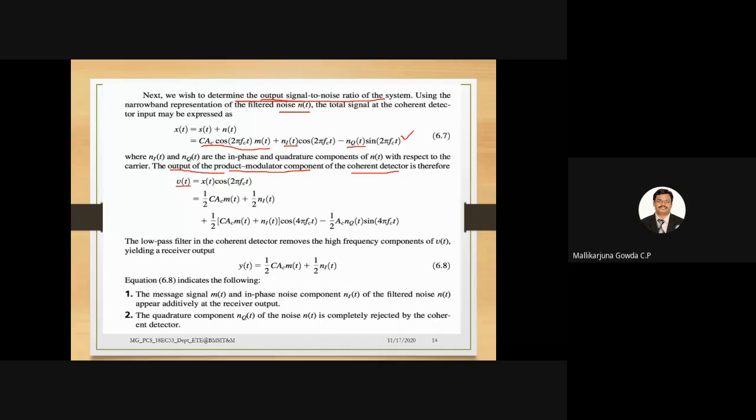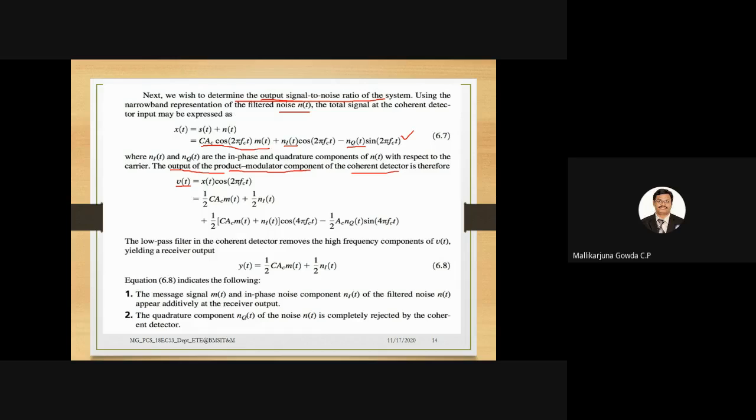So this is my x of t. For this equation, I am multiplying it by cosine of 2 pi fc t. If I multiply this equation by cos 2 pi fc t, what I will get is a first term C Ac cos squared 2 pi fc t into m of t. Here one step is skipped. You can write that. Then n_I of t cos squared 2 pi fc t minus n_Q of t sine 2 pi fc t into cos 2 pi fc t.